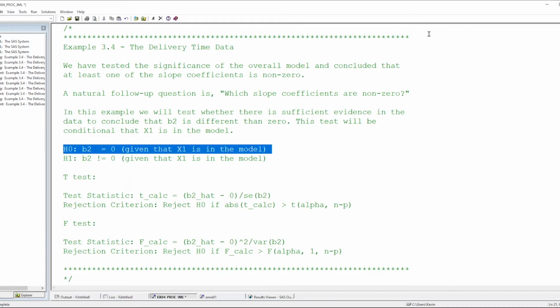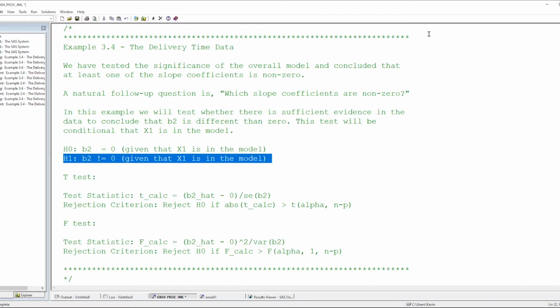And so the null hypothesis would be that beta 2 is equal to 0, given that x1, which is the number of cases being delivered, is in the model, against the alternative hypothesis that beta 2 is not equal to 0, again conditioned on x1 is in the model.